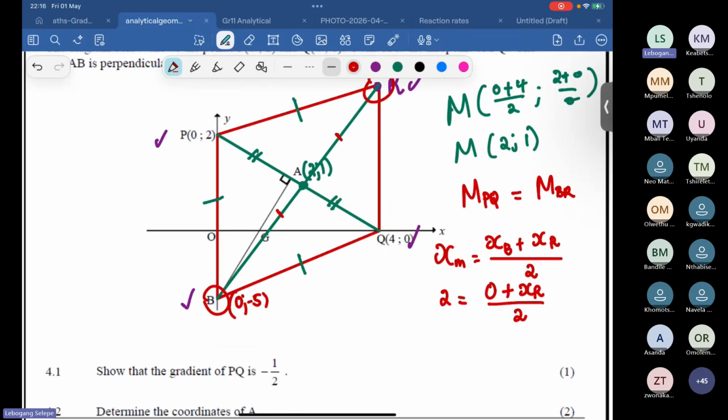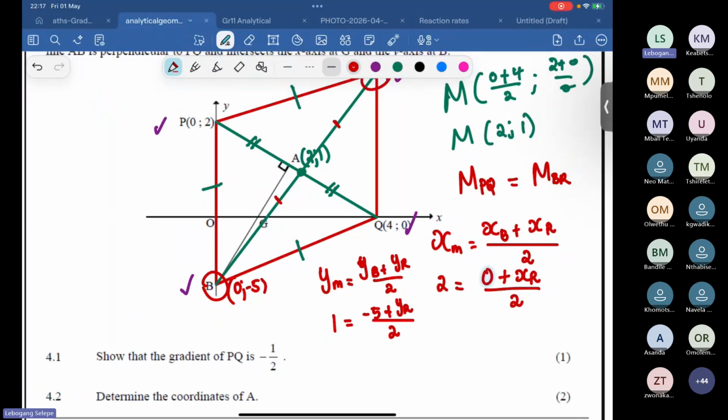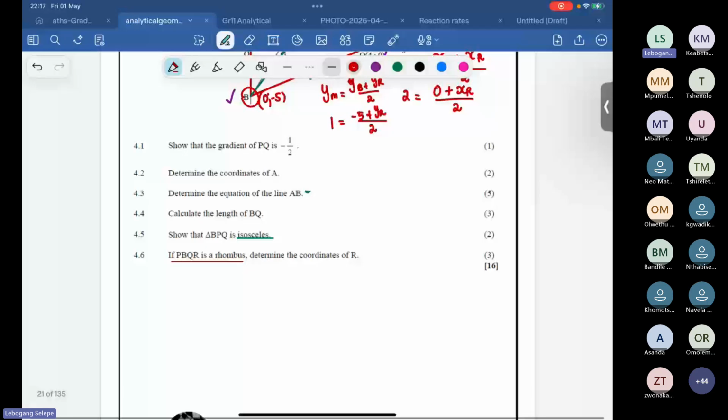So you can solve for the x-coordinate of R by understanding that the diagonals of a rhombus bisect each other, which means that the two lines that cross each other, those are diagonals. The two lines that cross each other at the midpoint have the same midpoint. Similarly, with the y-coordinates, the y midpoint is equal to the y-coordinate of B plus the y-coordinate of R, divided by 2. The y-coordinate of the midpoint is 1, which equals, I said let's assume that the y-coordinate of B is -5, because we had already calculated it, plus the y-coordinate of R, which we do not know, all of that divided by 2.